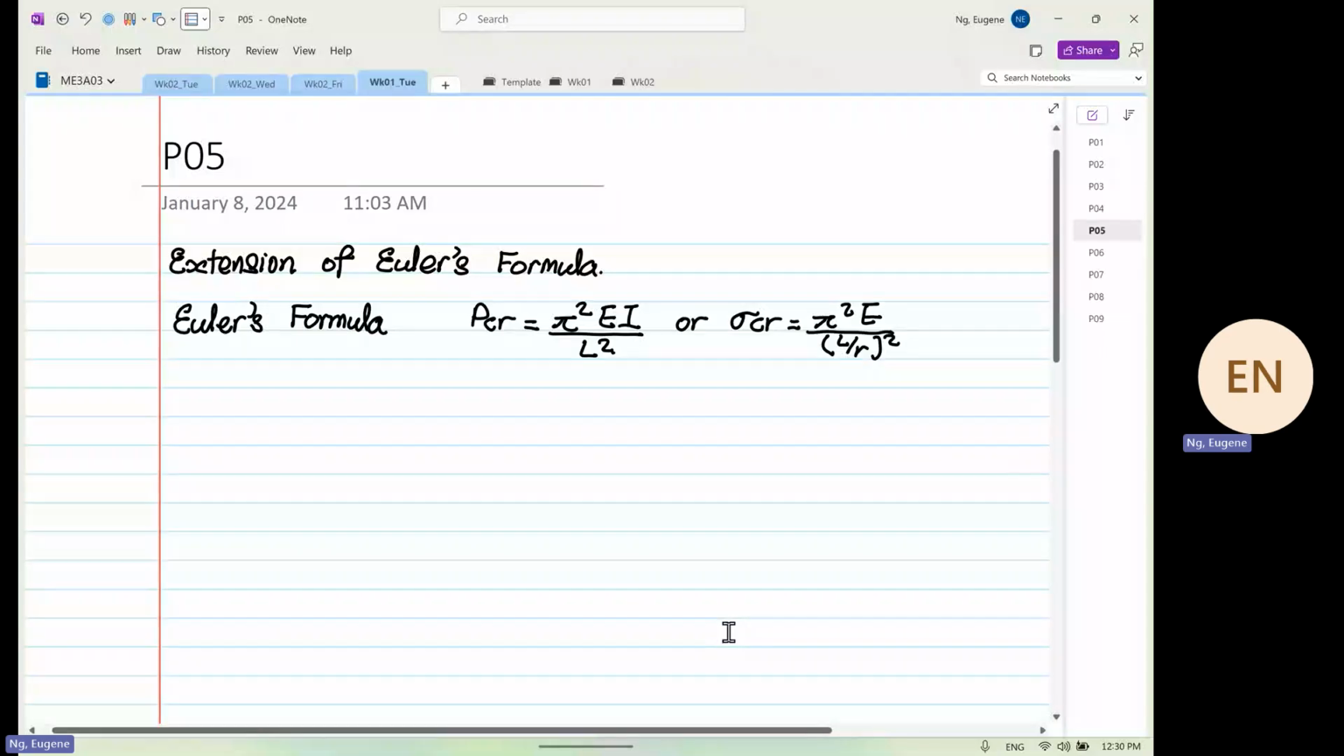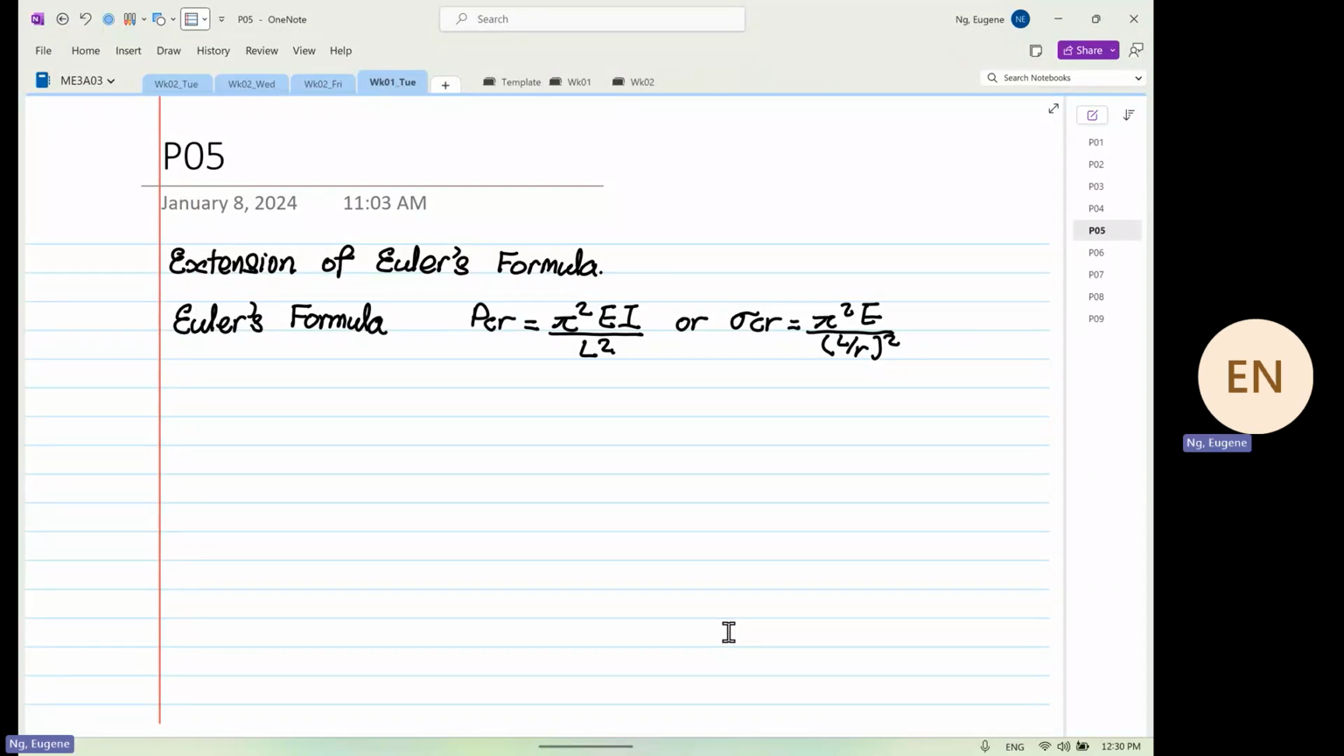In this part of the lecture, we are going to look at an extension of Euler's formula. Euler's formula prescribed that the critical load is equal to pi squared EI over L squared. We spent probably 1.5 lectures deriving it. Or the critical stress is equal to pi squared E over (L over R) squared. And the L over R, we know, is known as the slenderness ratio.